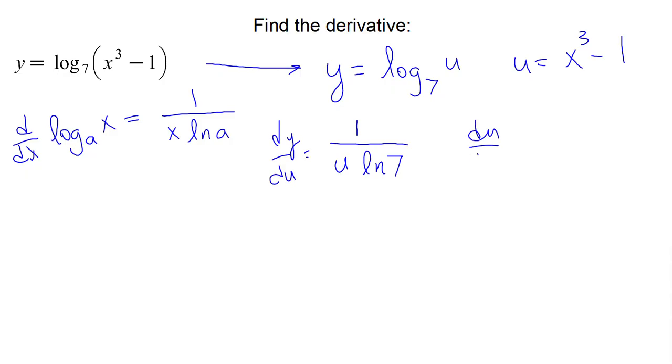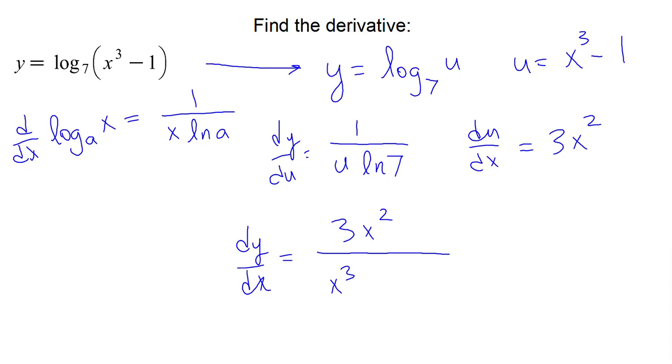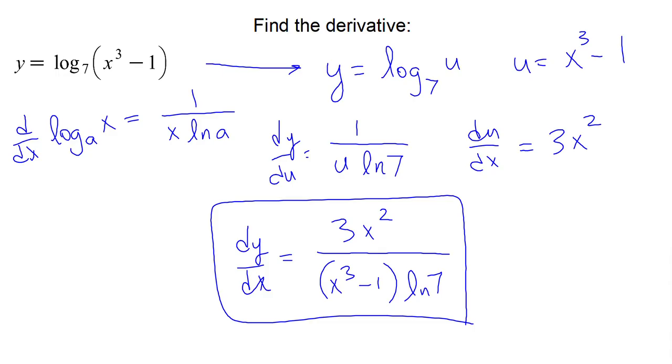And then we have du dx. We'll multiply these two things by each other. The derivative of x cubed minus 1 is just 3x squared. Now we'll find the product here. So it looks like that's going to become dy dx is equal to 3x squared over x cubed minus 1 times the natural log of 7. And that should be our final answer for that one.